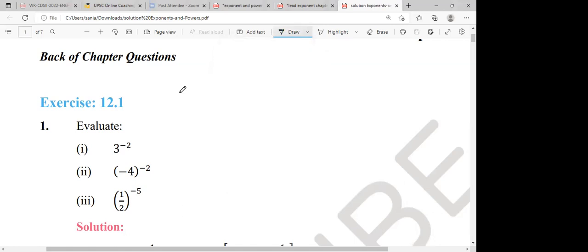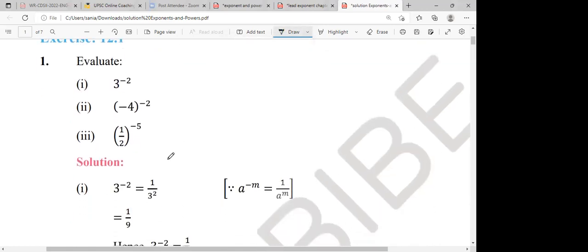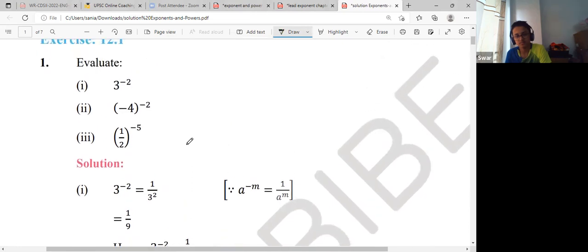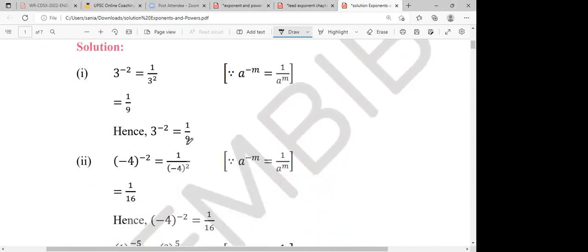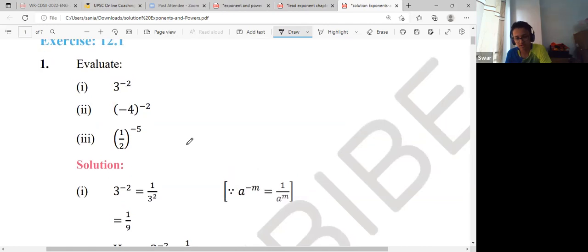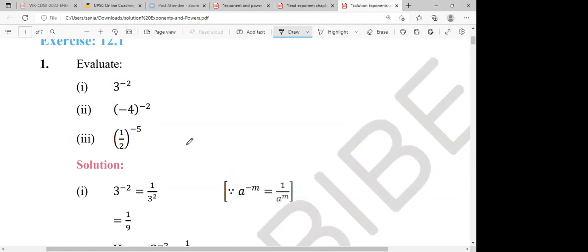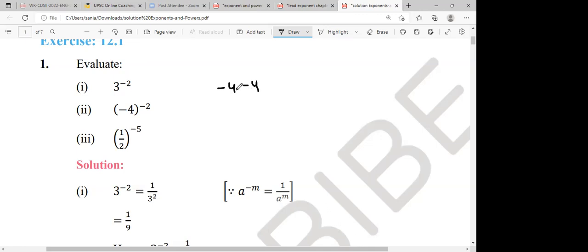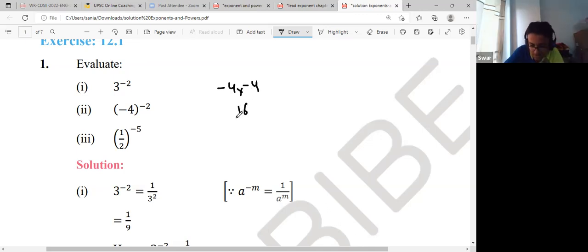Okay. So the first one, I hope that was very simple. You got the answer 1 upon 9? Yes, 1 upon 9. And the second one? Minus 1 upon minus 16. Huh? Why minus 1? Ma'am, because it has. Oh yeah, minus, plus. No, minus 4 and minus 4. Yes, the minus will be plus. It is 16, na?